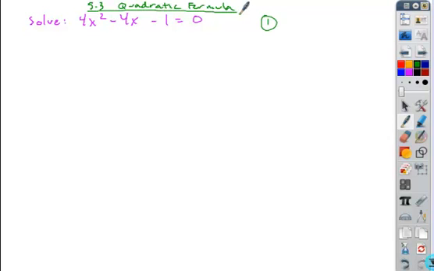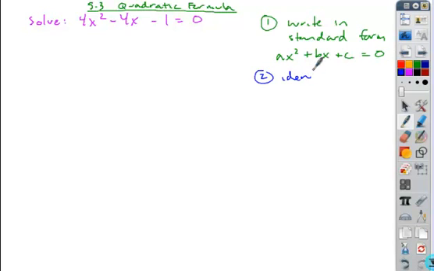Okay, the first step is to write it in standard form. Again, standard form is ax squared plus bx plus c equals 0, where a, b, and c are your coefficients for x squared, x, and your constant. Once you write it in standard form, you're going to identify your a, b, and c values.